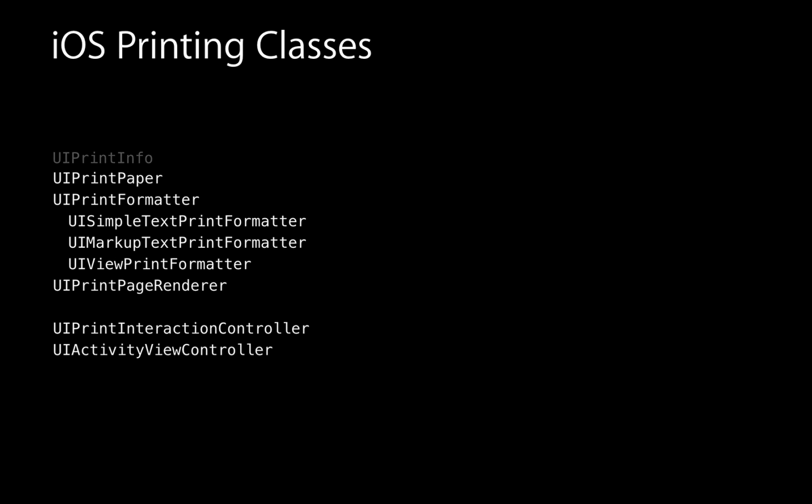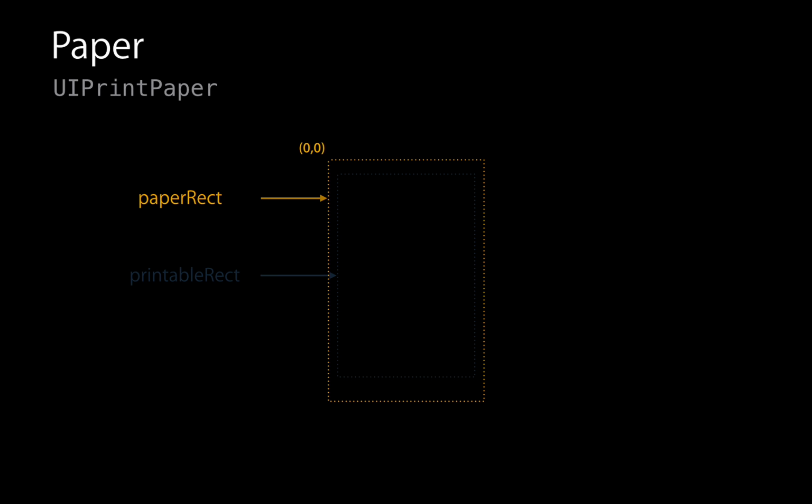OK, so that's UI print info. Next, we'll talk about UI print paper. This is a really simple class. It just basically has a paper rect that represents the full sheet of paper at 0, 0, and the rectangle is the size of the sheet. Then inside of that, we have the printable rect. This is the imageable area. It's where the printer can actually image content. So it's basically the full page minus the hardware margins.